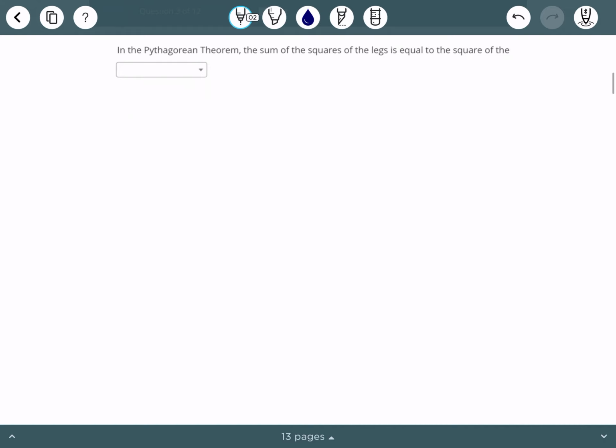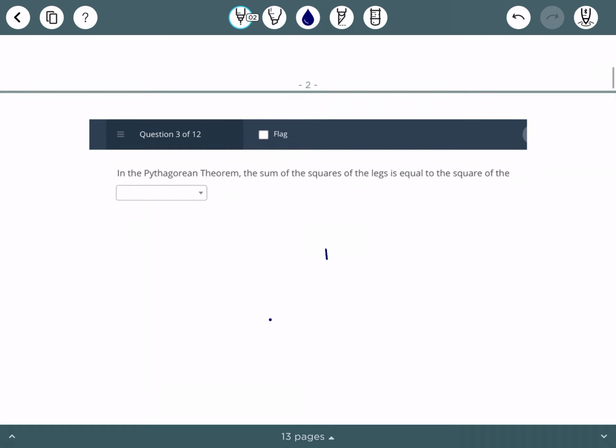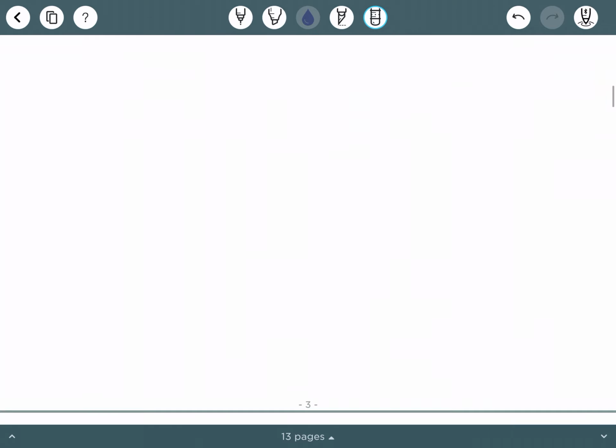All right, question 3. In the Pythagorean theorem, the sum of the squares of the legs is equal to the square of the what? So remember, the legs are A and B. That other side is C, and it's another name for the longest side of a triangle. And it is always directly across from the right angle. So what is that word we are looking for?